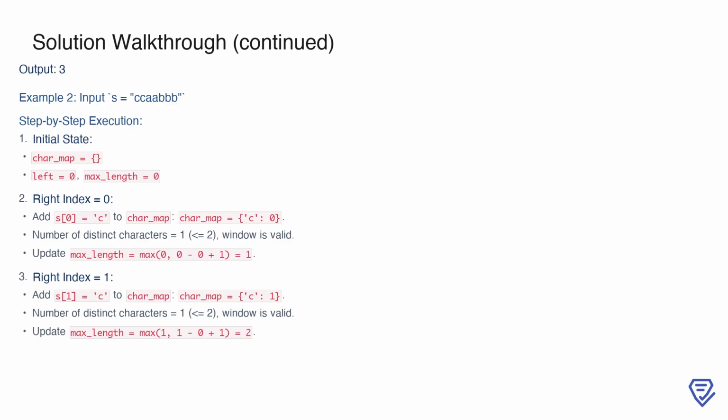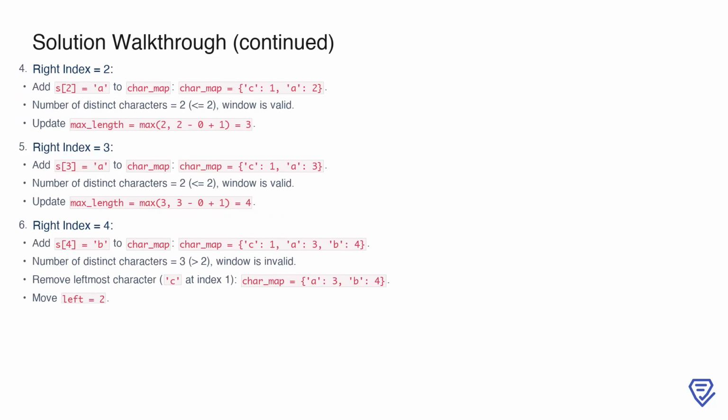At index 1, we encounter C again. We update its index in the map, and the window remains valid with a maximum length of 2. At index 2, we add it to the map. The window now contains two distinct characters, which is valid, so we update the maximum length to 3. At index 3, we encounter it again and update its index in the map. The window remains valid, and we update the maximum length to 4.